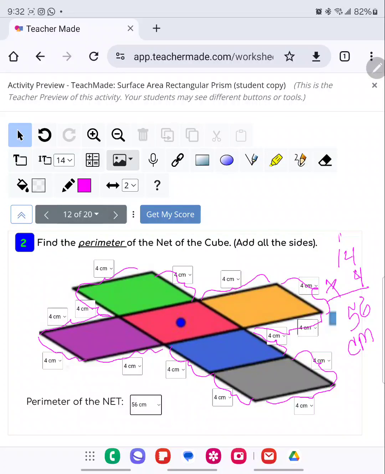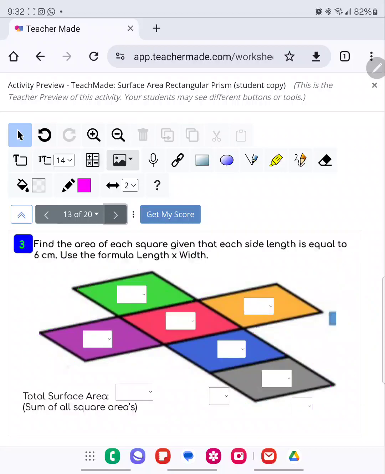Alrighty. All right, so you guys know how to find perimeter. Now it says here, find the area of each square given that each side length is equal to 6 centimeters. Use the formula length times width. Okay, so that means that all the squares are the same size. And it says that the side length is equal to 6, right? So I'm going to put 6 down here and 6 right here. So guys, what is 6 times 6?